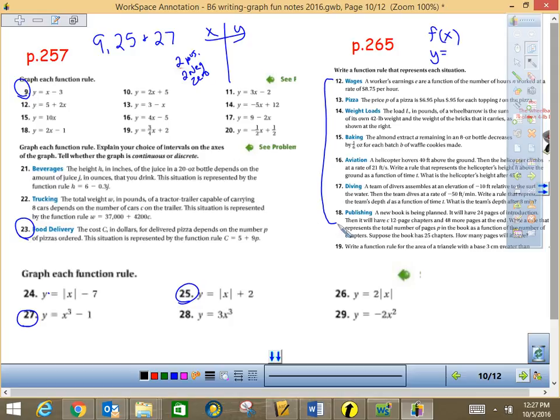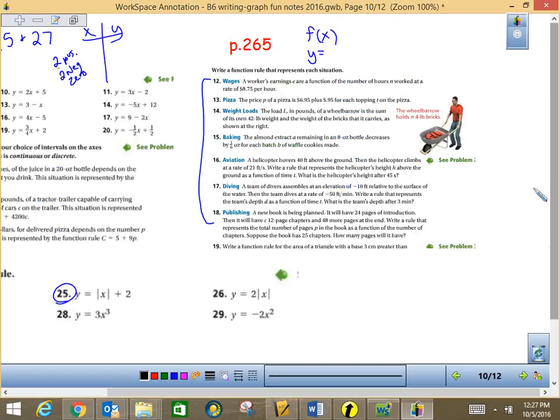On page 265, you're doing 12 to 18. And what it asks you to do is write a function rule that represents the situation. So, a worker's earnings, E, are a function of the number of hours N works at a rate of 8.75 per hour. You would give me something like, our function is going to be E of maybe N, the hours worked, equals, and then you're going to give me the equation, okay?